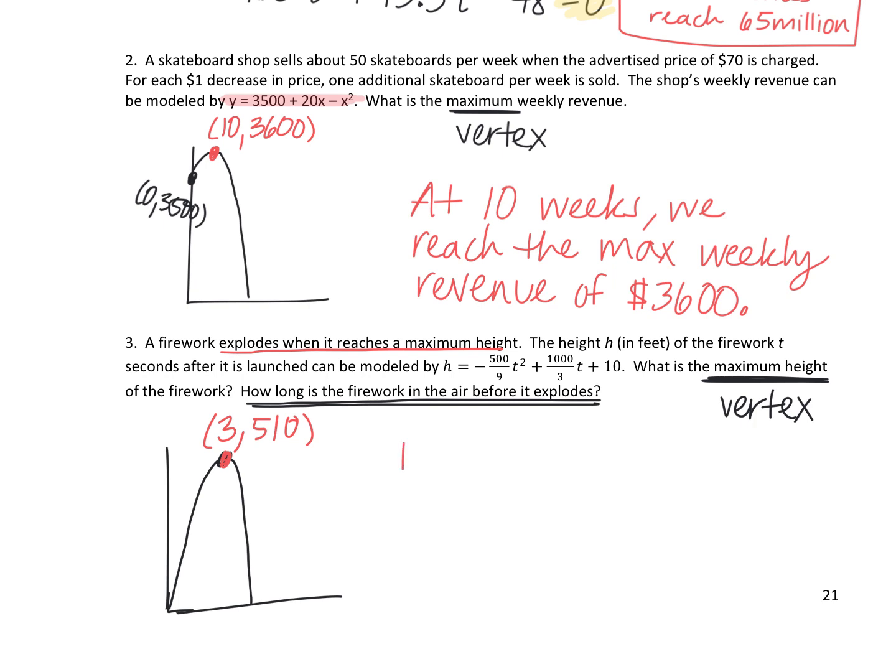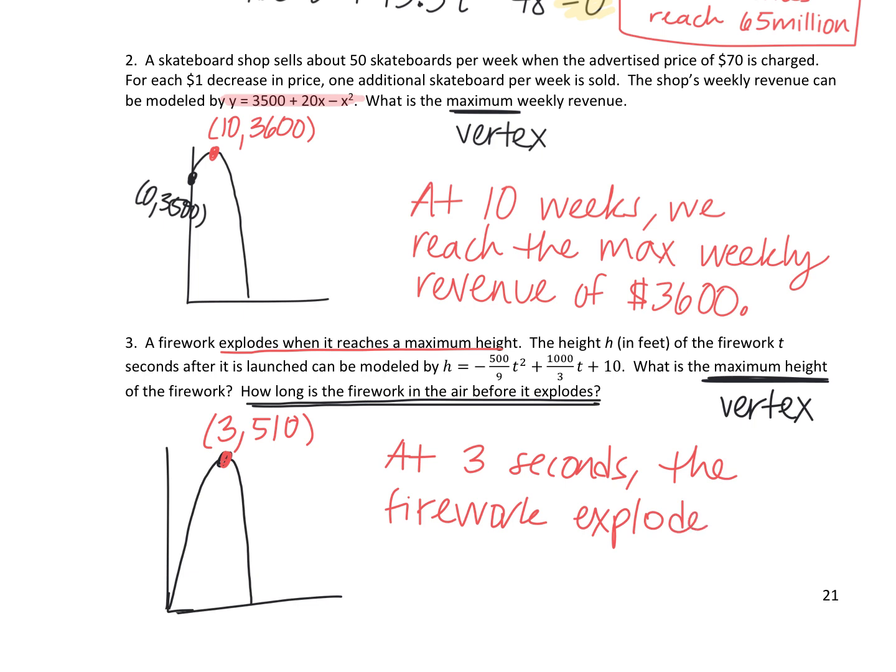Let's see. How do I say this? At 3 seconds, the firework explodes at its max height of 510 feet. Okay, you're just writing a short little sentence to explain it.